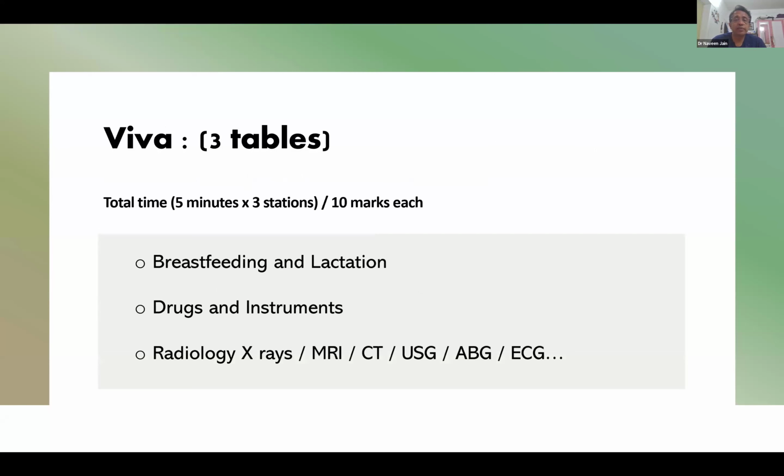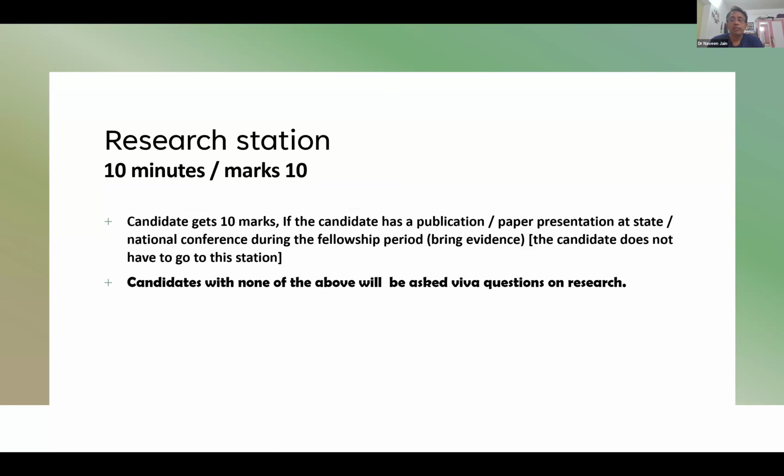Viva would have 3 tables, and based on the last 3 examinations, gradually the marks for Viva have been decreased so that we will get more marks for direct core cases, and they would have 10 marks each on these stations.